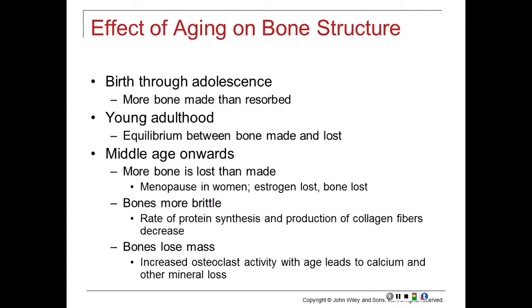Let's talk about the effect of aging on bone structure. Of course, birth through adolescence, more bone is being made than being reabsorbed. That's all that osteoblast activity. In young adulthood, there's kind of an equilibrium between bone making and bone breaking. And as middle age begins to set in, more bone is lost than is made. And that has to do with hormones as well as nutritional depletions.